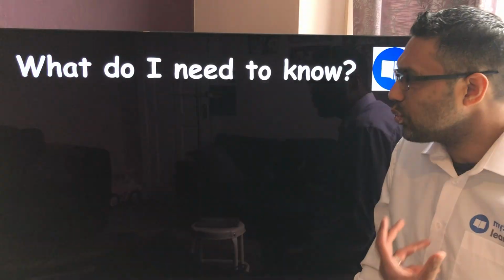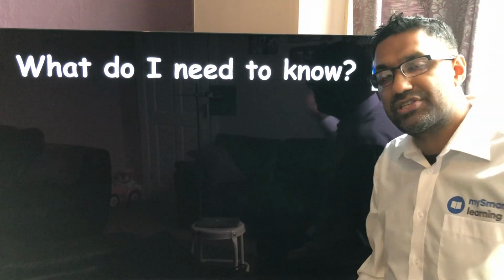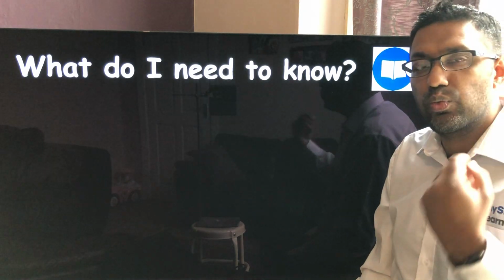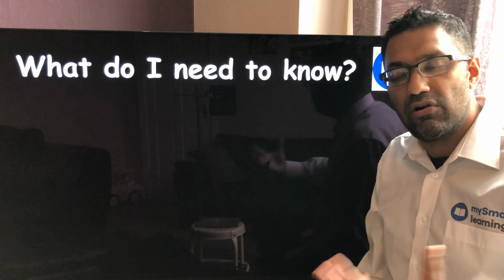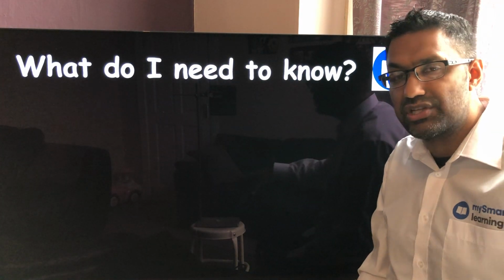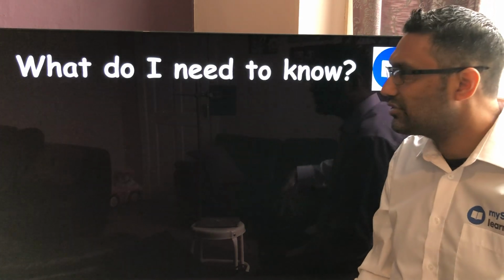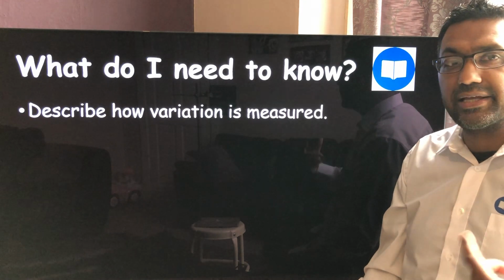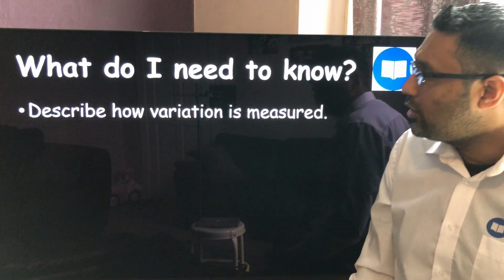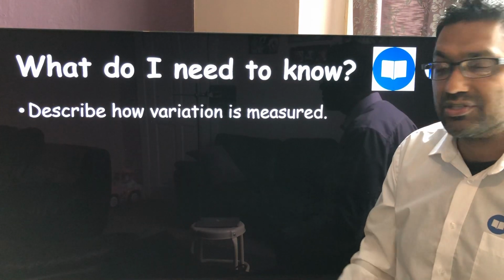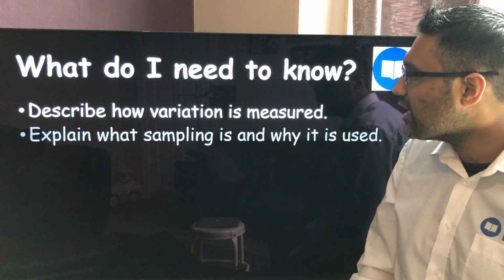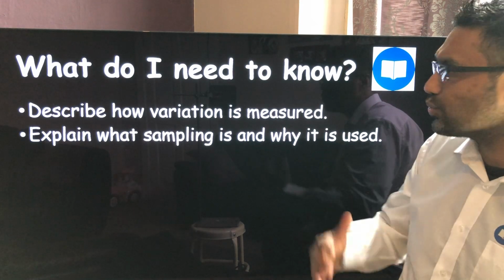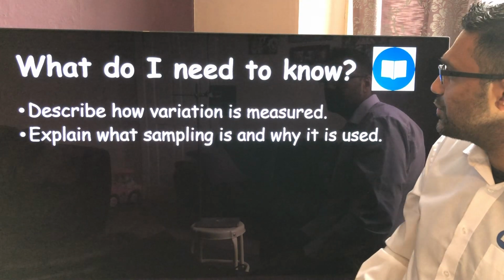When we look at the ecosystem all around us, there is vast variation, and we need to take samples of a population so that we can monitor what's going on in the ecosystem. You will learn more about population sampling as part of your course, and you'll be doing them as required practicals, fieldwork and so on. So this links in with that particular topic.